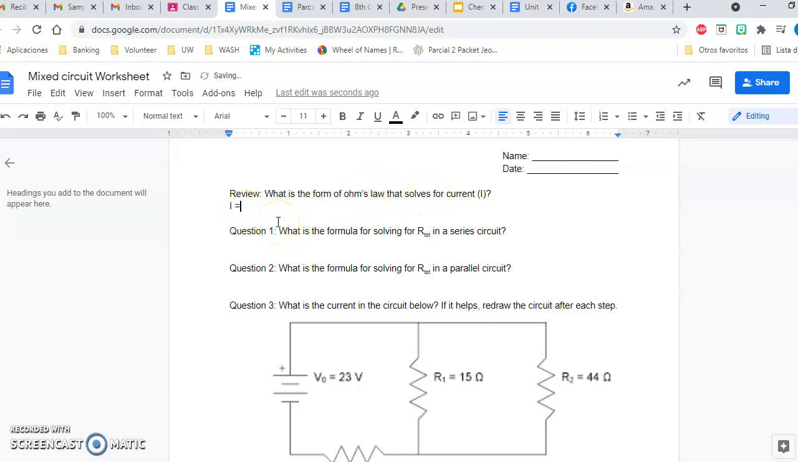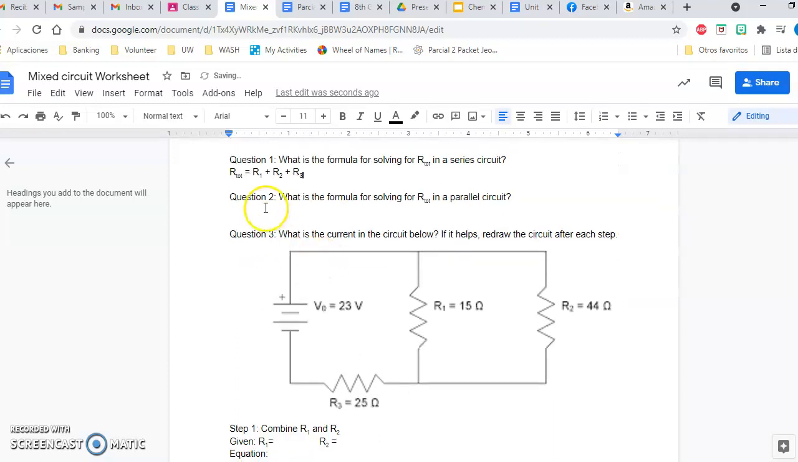We've been using this form: if we need to solve for current, for Ohm's law, current is equal to our voltage divided by our resistance. We've also been learning how to solve for total resistance in series and in parallel. So that's questions 1 and 2. Whenever we're in series, R total is simply our first resistor, R1, plus R2, plus R3, and this can keep going as long as we need.